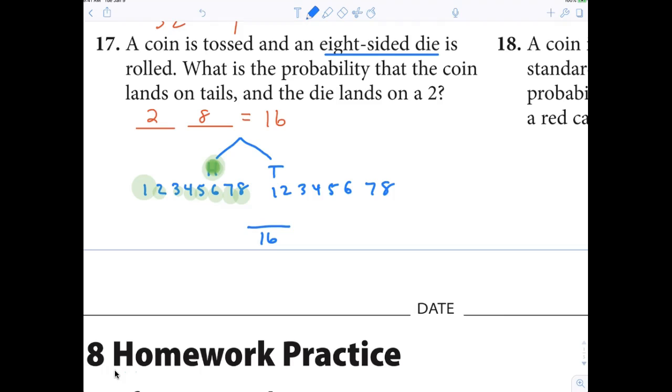No, those aren't options. Those are possibilities. What are my options? Head and a number. I'm trying to help you. Head and a 1, then a what? Head and a 2. Now listen to me.